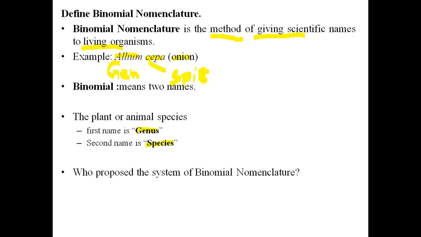And who proposed this system of binomial nomenclature? It was Carolus Linnaeus in 1753 who proposed the system of binomial nomenclature, and his era was from 1707 to 1778 AD. Sorry, the 17 is extra here, so it is 1778.